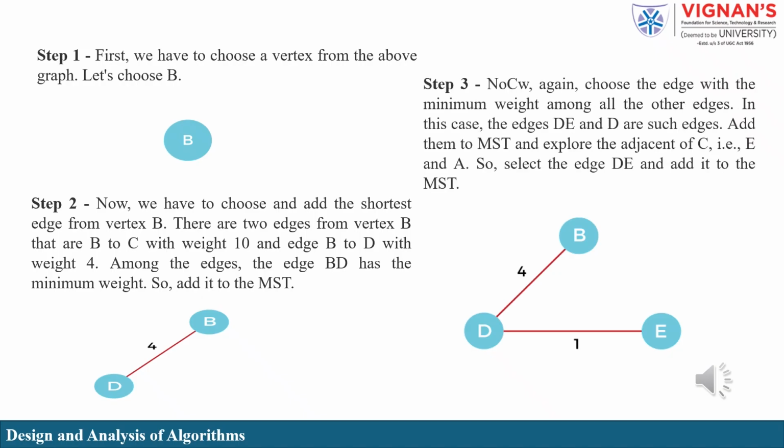Step 3. Next, choose the minimum weight edge from the remaining edges that connects a new vertex. Here, edges DE and CD are possible. The edge DE has the minimum weight of 1, so we add it to the MST. This process continues until all vertices are connected and the minimum spanning tree is formed.